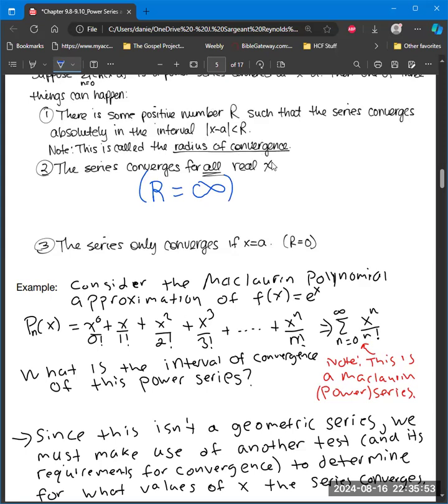We know they're identical at that point. But what if the function and the series differ everywhere other than at that point? Then we'll get a radius of convergence of 0.